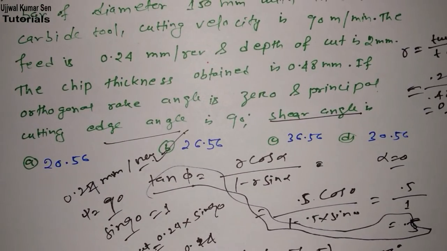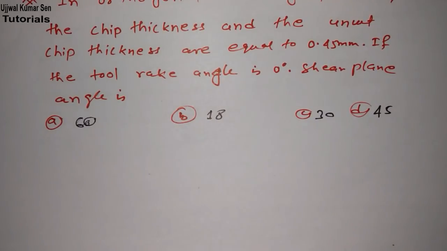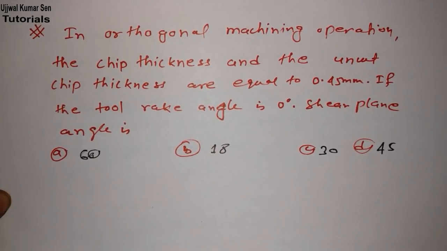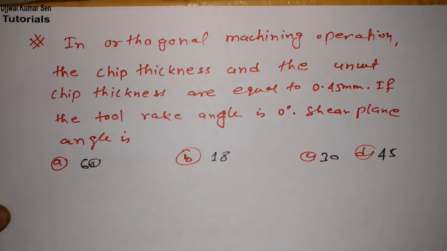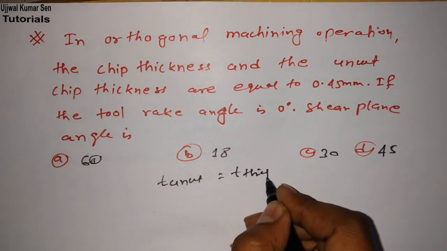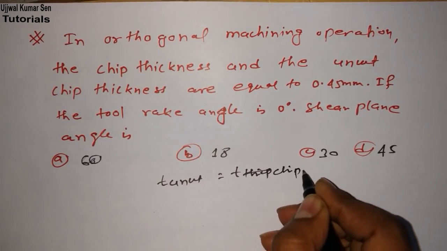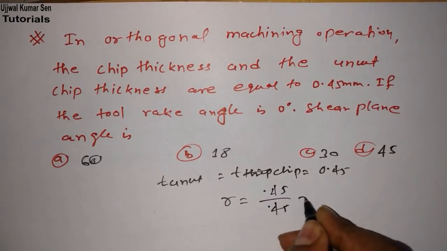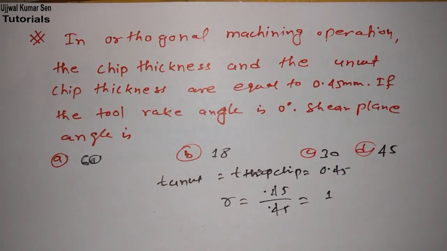I think we have done this question, right? So let's move to the next question. Yeah, we got this question, and I hope you can read it too. In this question, in the orthogonal machining process, the chip thickness and the uncut chip thickness are equal, both 0.45. That means r is equal to 0.45 by 0.45, which is equal to 1, right?